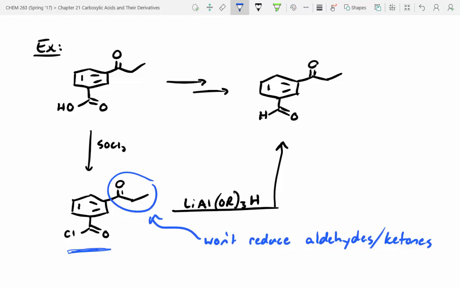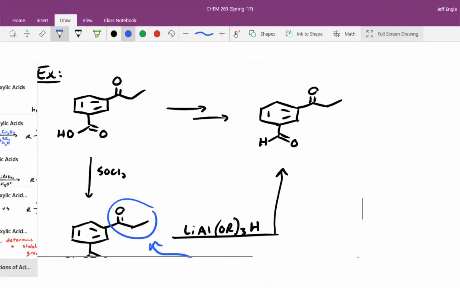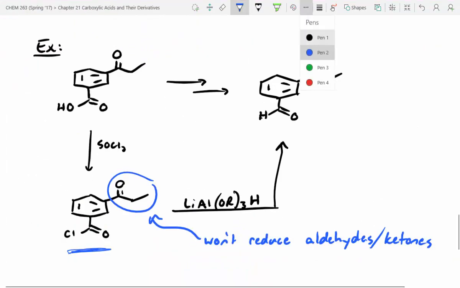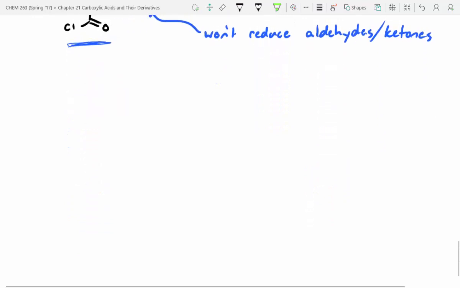Okay, so let's take a look at another reaction that's a little bit different. And this involves organometallic reagents.